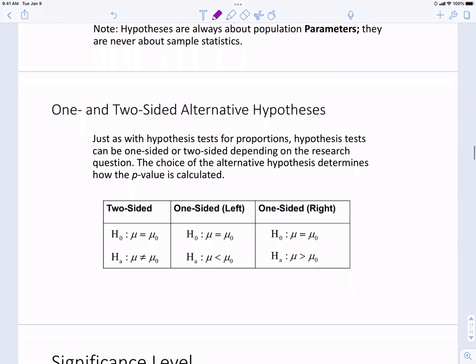Okay. So there's something called one-sided and two-sided hypothesis testing. If your alternative hypothesis has a not equal sign in it, then it's what's called a two-sided test. And if your alternative hypothesis has either a less than sign or a greater than sign, then it's called a one-sided test. And as we do examples of this, you'll see why these words are used.